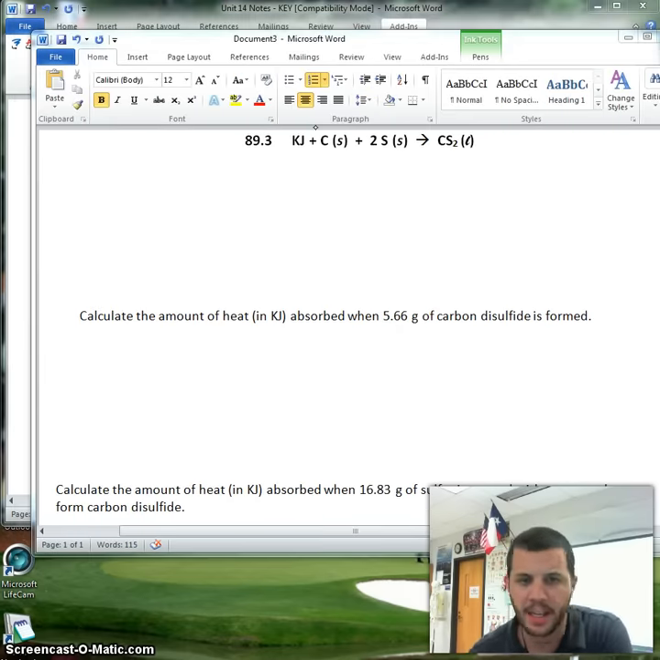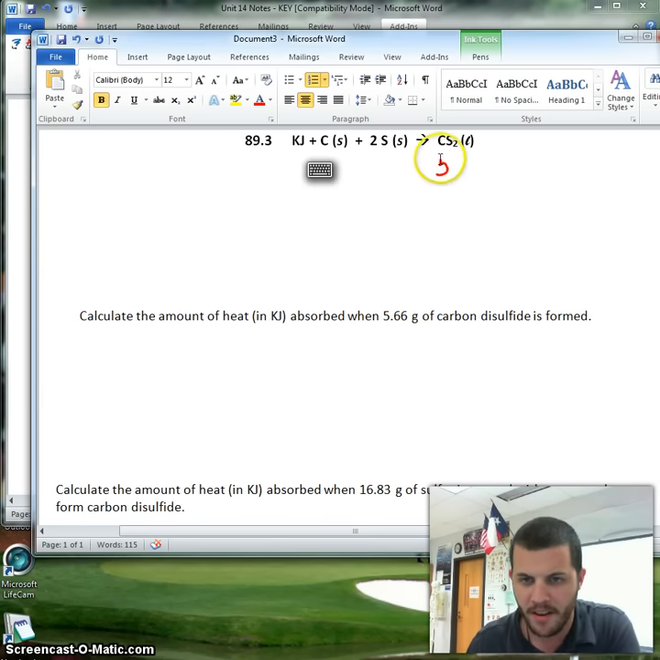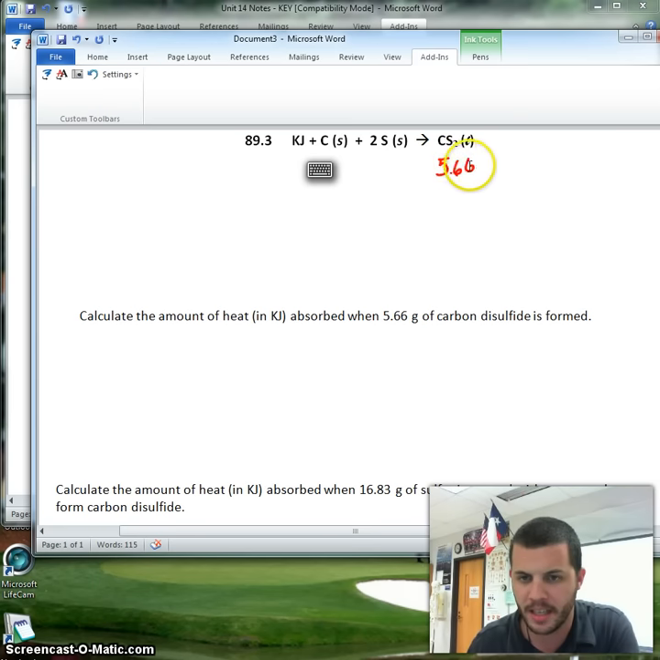So let's take a look. It wants us to calculate the amount of heat in kilojoules absorbed when 5.66 grams of carbon disulfide is formed. So my given in this problem is 5.66 grams of carbon disulfide. I'm going to start off by saying I have 5.66 grams of carbon disulfide, and I'm trying to get to question mark kilojoules.